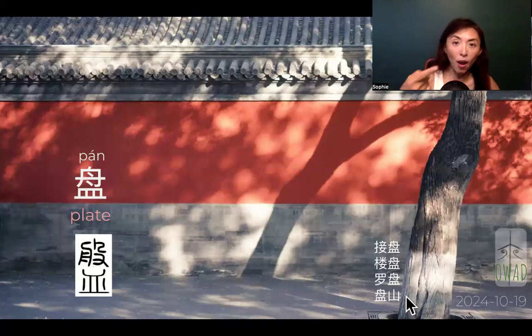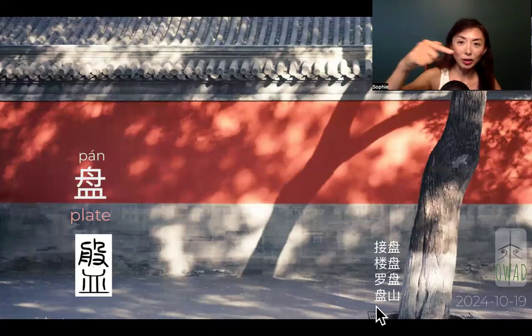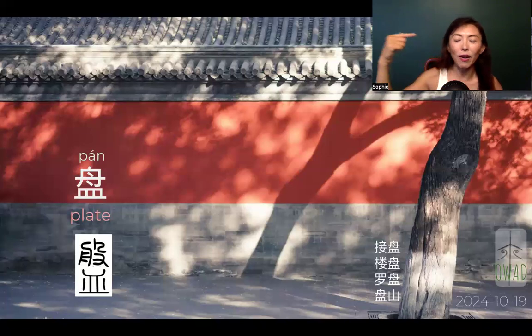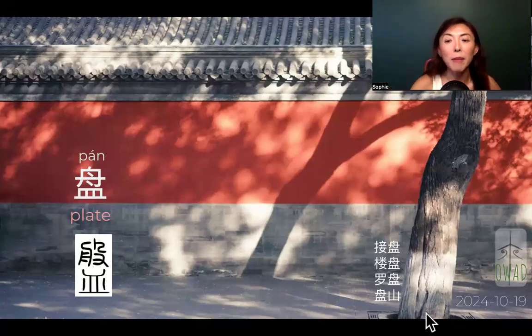盘山: we talk about the windy road along the mountains as 盘山公路. So the road on the mountains would be 盘. It's almost like a serpent surrounding or wrapping itself around the mountains. We use that 盘 to mean circulating, spiraling around the mountains. And that's the expression we use to describe the type of road that goes serpentine around the mountains.